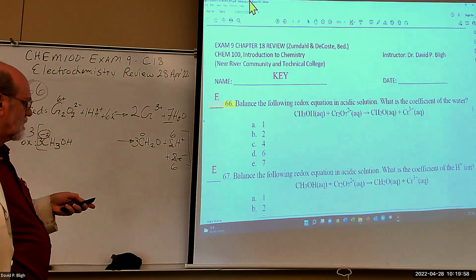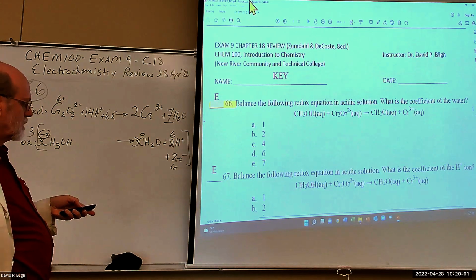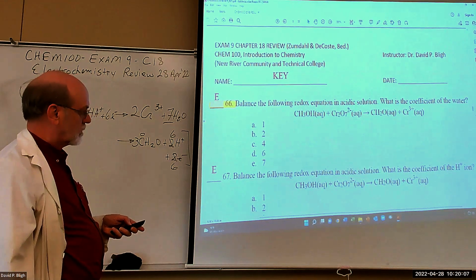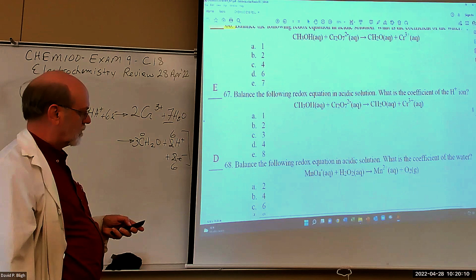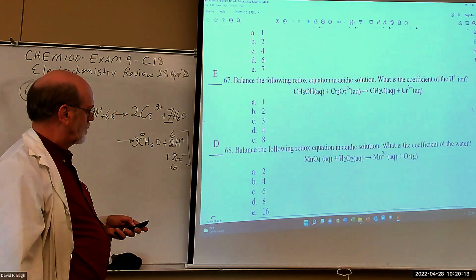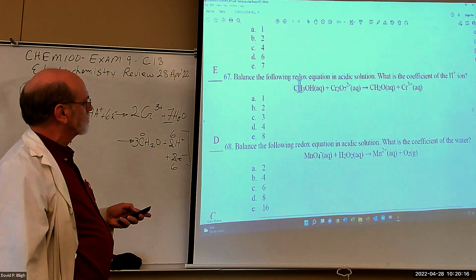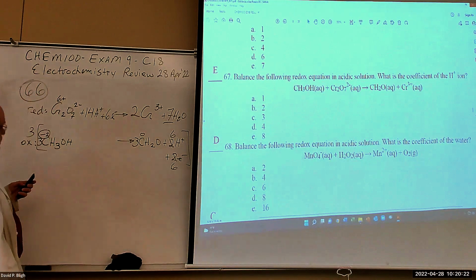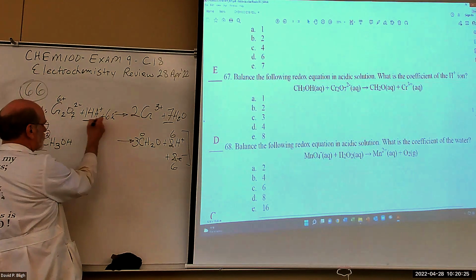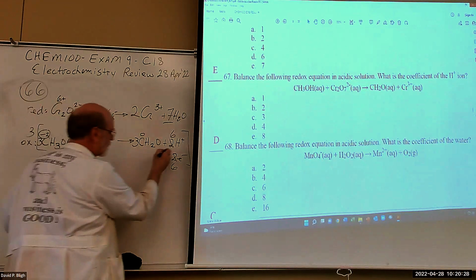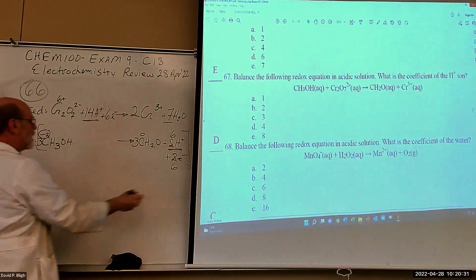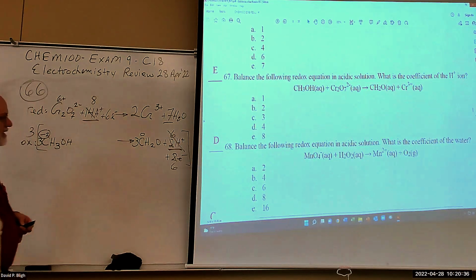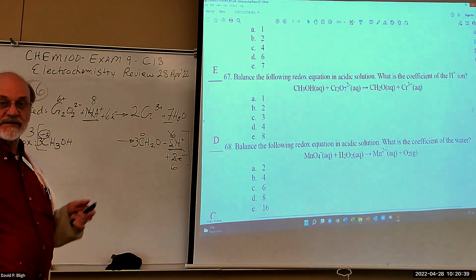Looks like the next one is also using that same equation. So let's scroll down and catch this one too. Yeah. Let's see. What's the coefficient of hydrogen ions? Okay. Hydrogen ions. Notice we have 14 hydrogens here and 6 hydrogens there. Right? So these are going to cancel and leave how many here? 8. So the coefficient on hydrogen ions is 8.